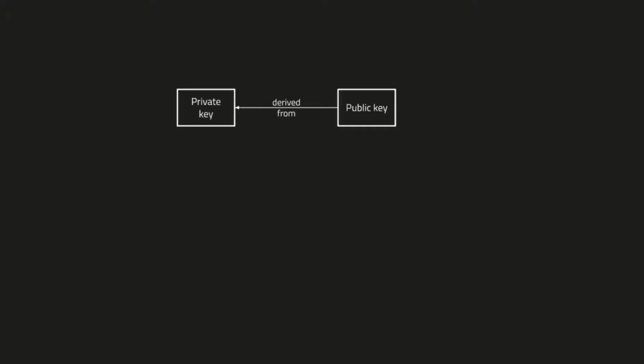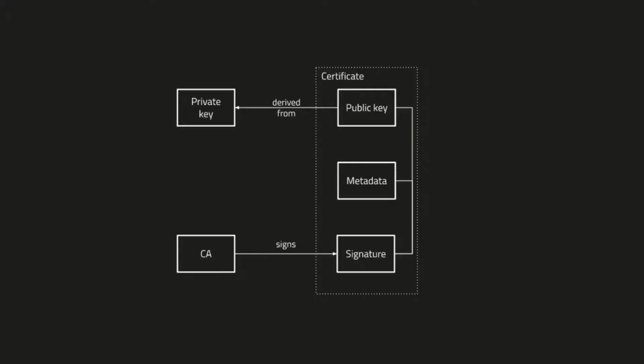Likewise, you can use your private key to sign messages. You can distribute the public key, and everyone can use the public key to verify that the messages really were signed by you. A certificate is a public key and some metadata, for instance the common name of the certificate, and all of that is bundled together and signed by a certificate authority known as a CA.